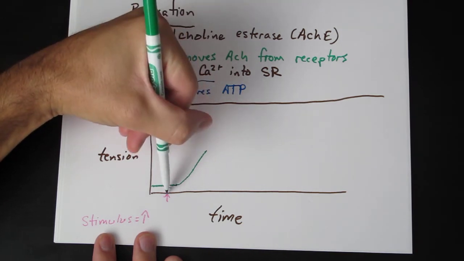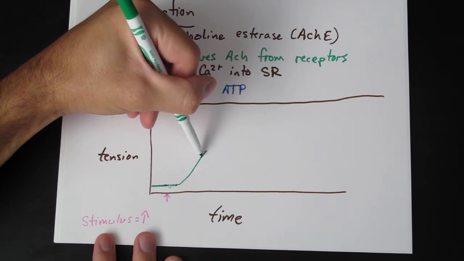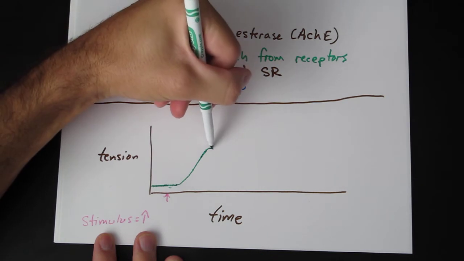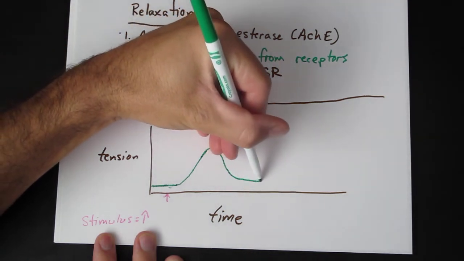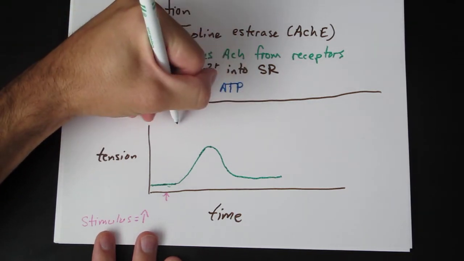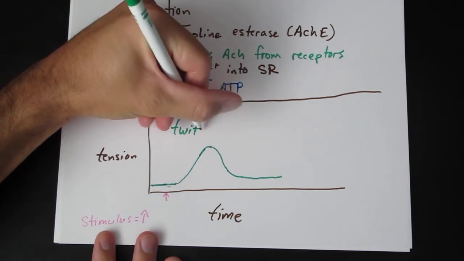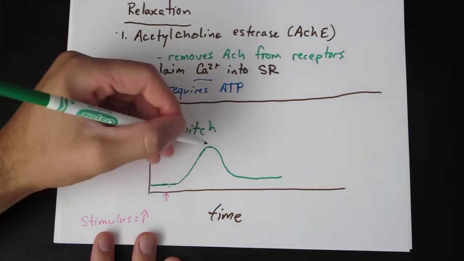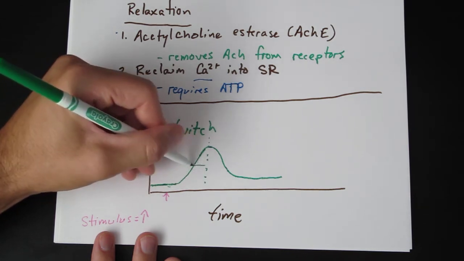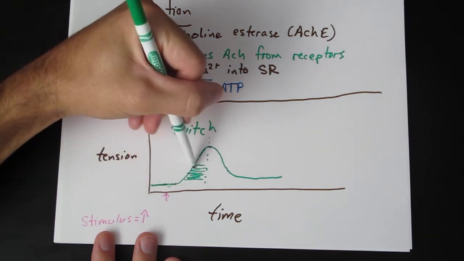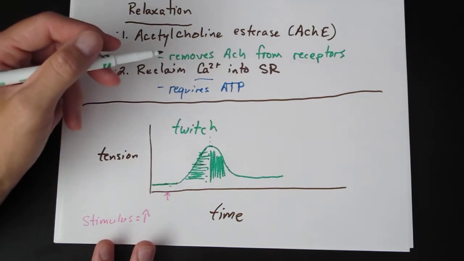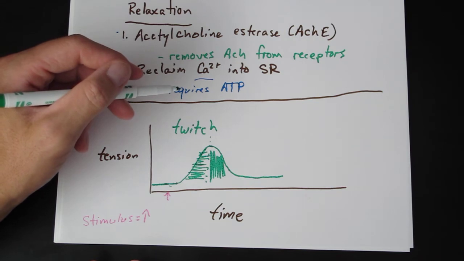Okay? Now, I've only stimulated it once, so what's going to happen is the muscle is going to gain tension, and then those steps of relaxation are going to occur, and the muscle is going to lose tension. So we end up with something that looks like this. All right? This is called a muscle twitch. Okay? The twitch can be very clearly divided into a contraction phase, right, and a relaxation phase.